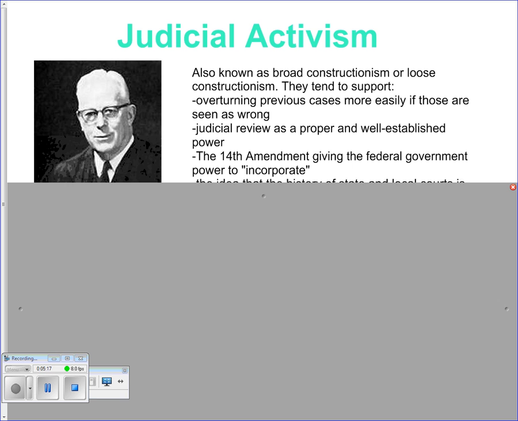You believe in judicial review as a well-established power. So you kind of respect the Marbury v. Madison decision. Not that the other side doesn't, but it's basically a power that the court has. They're the court of last resort.